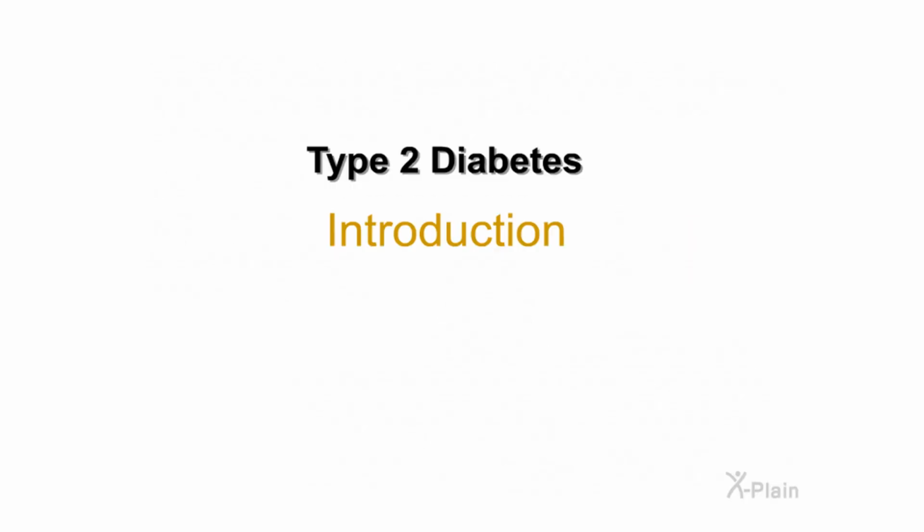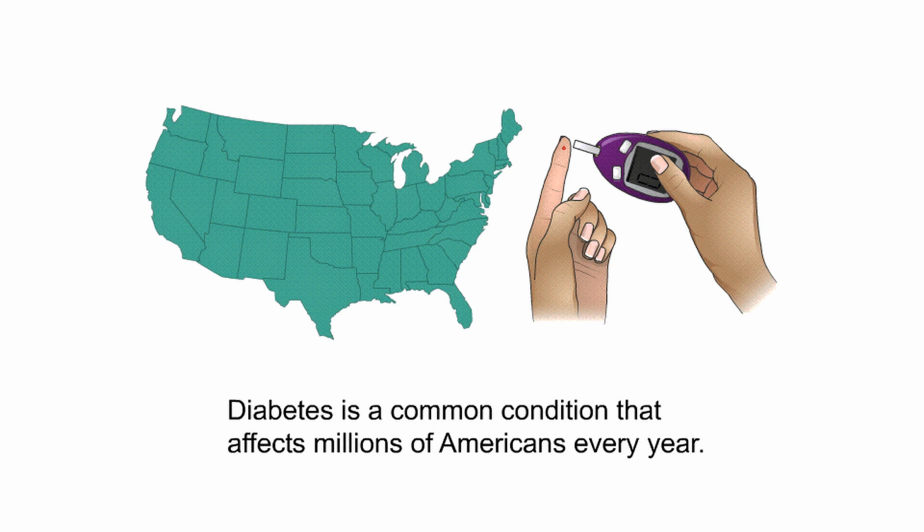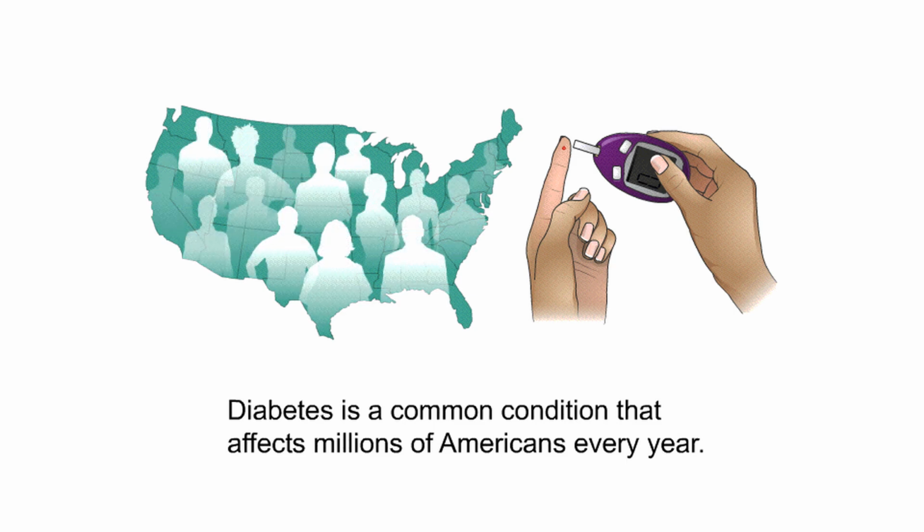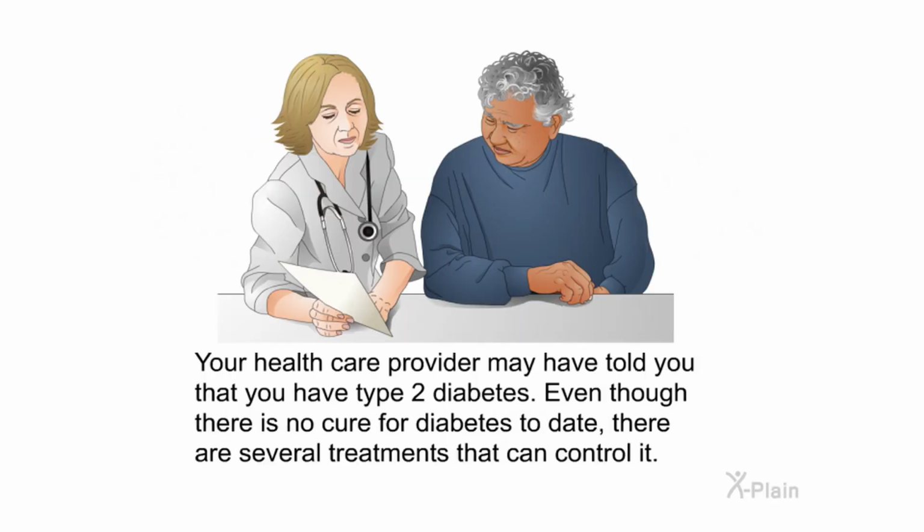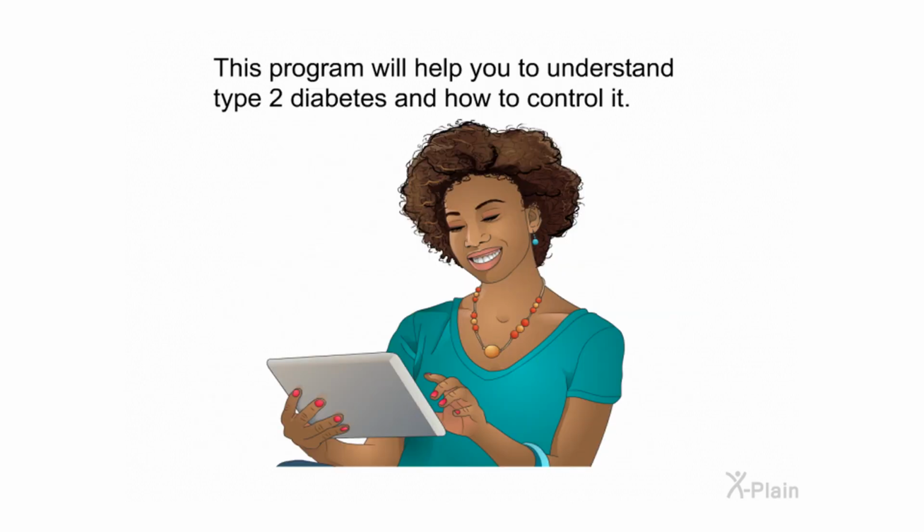Type 2 diabetes. Introduction. Diabetes is a common condition that affects millions of Americans every year. Your healthcare provider may have told you that you have type 2 diabetes. Even though there is no cure for diabetes to date, there are several treatments that can control it. This program will help you to understand type 2 diabetes and how to control it.